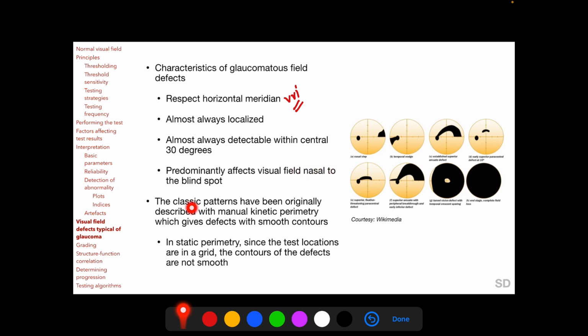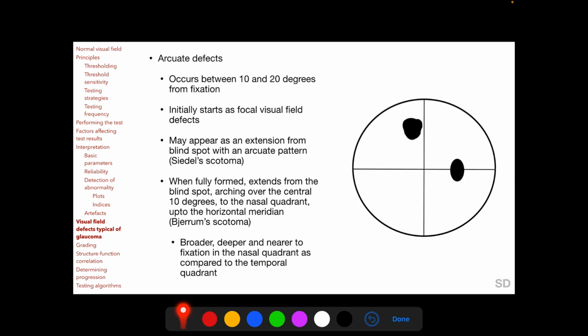The classic patterns of glaucomatous visual field defects, as shown here in this figure, were originally described with manual kinetic perimetry, which gives defects with smooth contours, as seen here. However, in static perimetry, since the test locations are arranged in a grid, the contours of the same defects are not smooth. The most recognizable among the typical glaucomatous visual field defects are the arcuate defects and the nasal step.